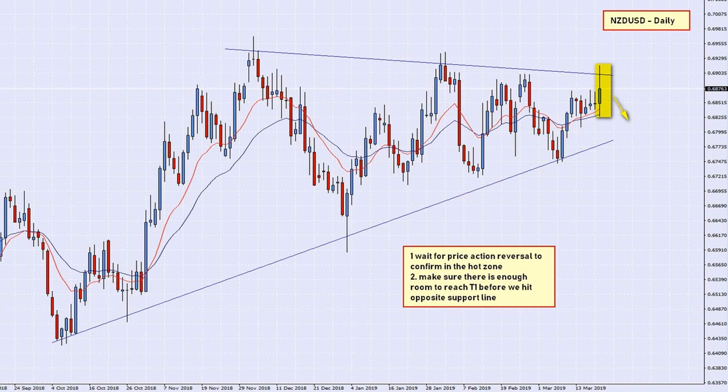Okay, if we get all those things, this is one that we'll definitely go ahead on, so make sure that you watch it. It's on our hot list. Kiwi US dollar daily time frame is our chart of the day.